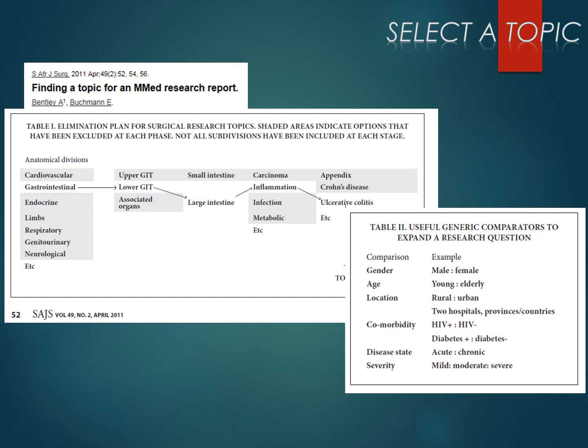division. In this example, gastrointestinal was chosen, specifically the lower GIT, then the large intestine, and then from this the topic was further narrowed into inflammation of the large intestine, specifically ulcerative colitis. In Table 2, she gives examples of nice comparators to expand the research question. Are you comparing gender, male versus female, young versus the old, rural versus urban locations, the presence or absence of comorbidities, acute versus chronic disease states, or even severity of disease, or for example, stages of the cancer.